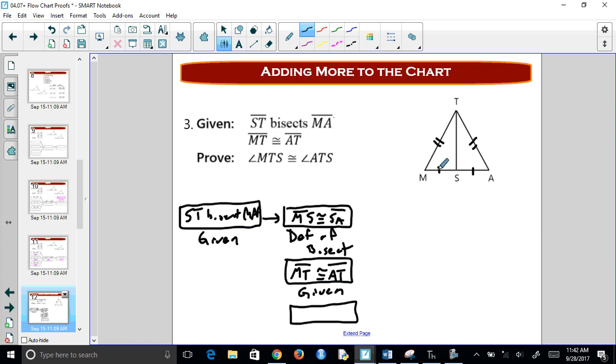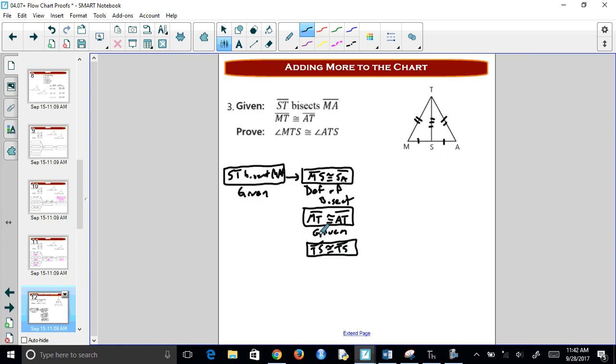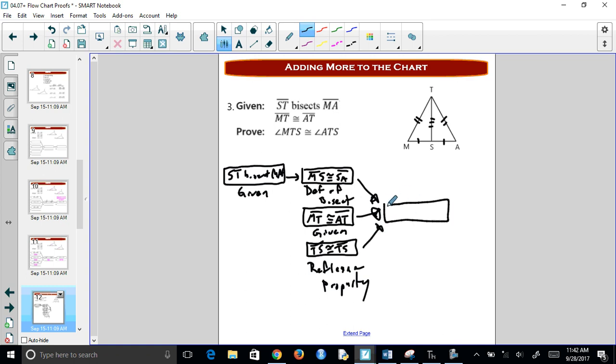Now finally, we need something else. What on this side is going to be congruent to this side? Well, I know TS is congruent to TS because it's the same segment. So you can write same segment or you can write reflexive property. Whatever you prefer. All right, now we have our three pieces of information. And our three pieces of information tell us that triangle MTS is going to be congruent to triangle ATS. And the reason is we have side, side, side.